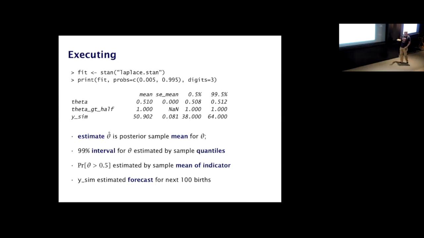Right? And that forecast comes with uncertainty, right? We're going to do the next 100 births. We expect them to be somewhere between 38 and 64 boys, given our uncertainty. The reason this number isn't 51 up here is because of the sampling uncertainty. Even if we know theta, there's still uncertainty in who's actually born.